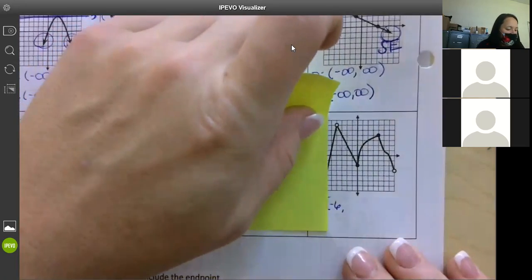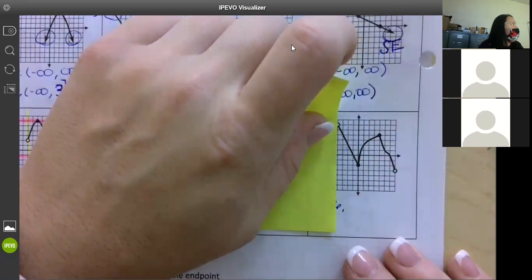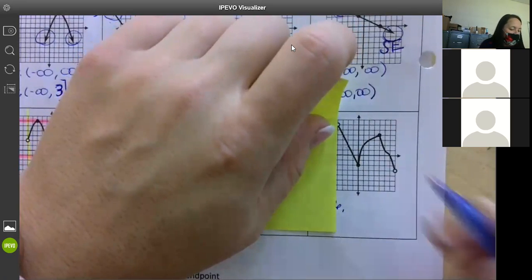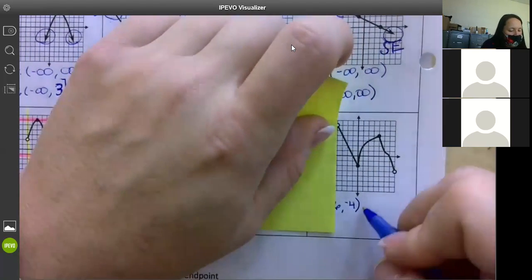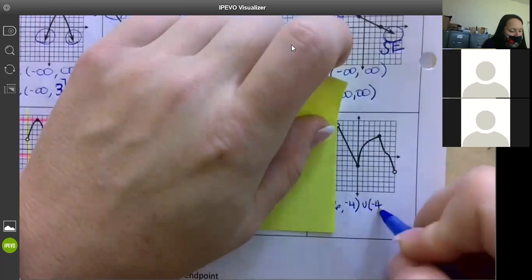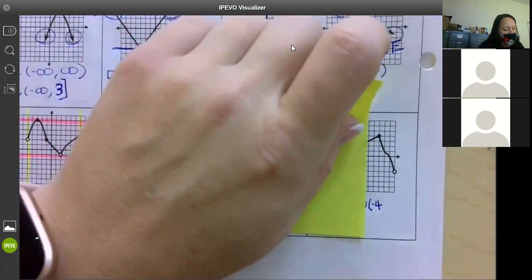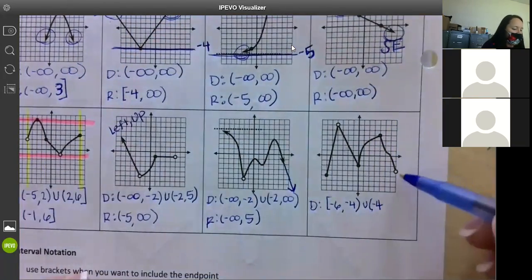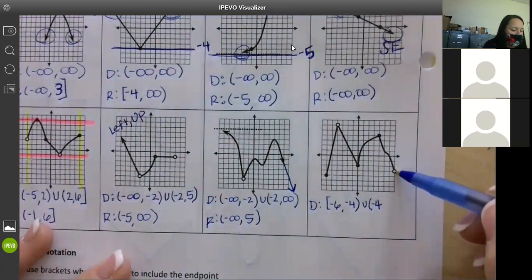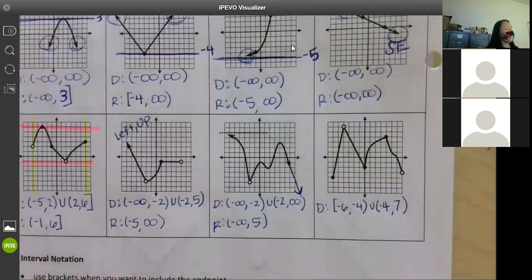We move on over till we see an inconsistency. There is no other graph touching my Post-it note, so I know that I have to stop here. Where is it at? Since it's a hole, we use parentheses, and we pick back up where we left off. We're going to keep going to the right until we see another inconsistency, and it's at the very end. And where is that at on the x-axis? 7. We do not include it because it's open.